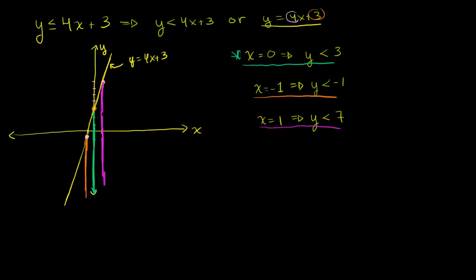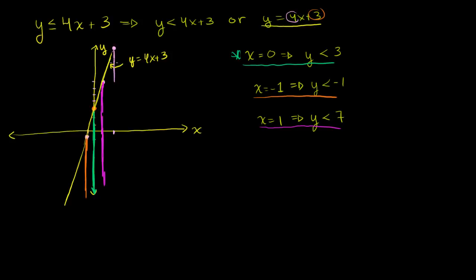And in general, you take any point x. Let's say you take this point x right there. If you evaluate 4x plus 3, you're going to get the point on the line. That is that x times 4 plus 3. Now, the y's that satisfy it could be equal to that point on the line, or it could be less than.